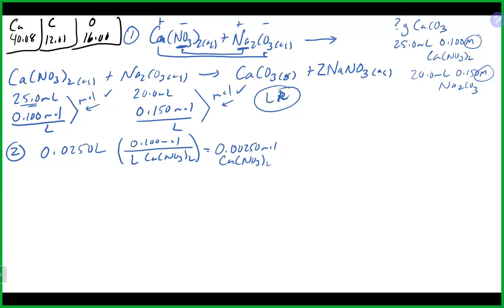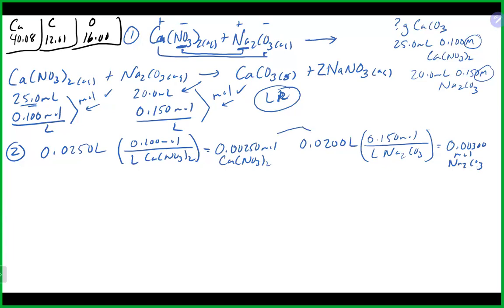I'm going to do the exact same calculation with my other reactant, also converting it into liters by dividing by 1,000 gives me 0.02 liters. Going to times it by the molarity of the sodium carbonate, which is 0.15 moles per liter of our sodium carbonate. And that's going to get us here 0.02 times 0.15, 0.003 moles of sodium carbonate. So remember, in this case, because this is a limiting reagent type situation, these are your starting amounts of each of those guys.